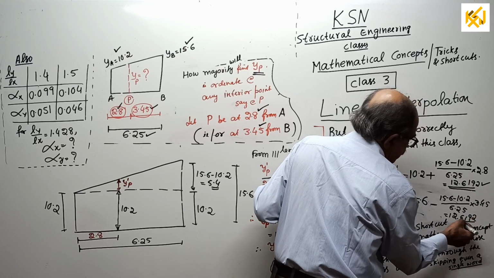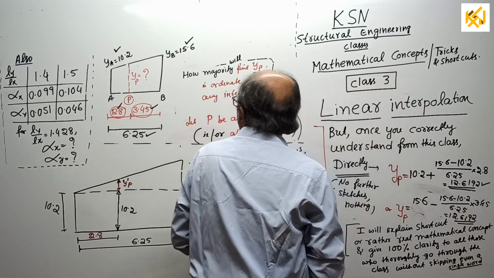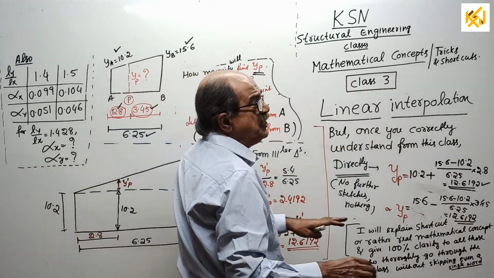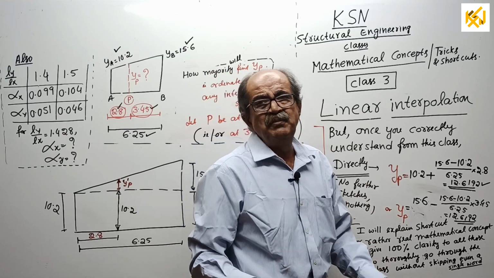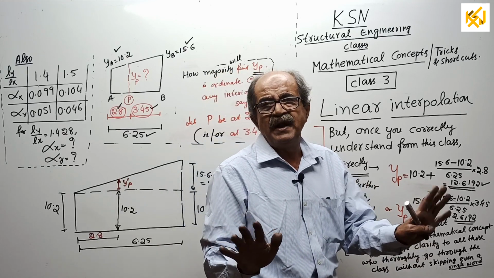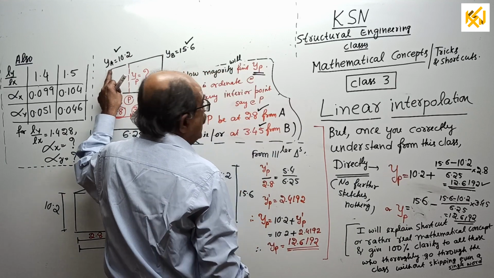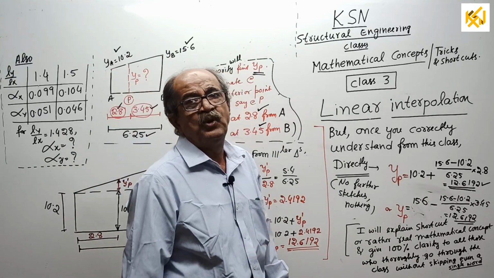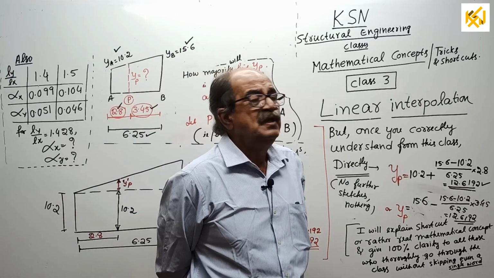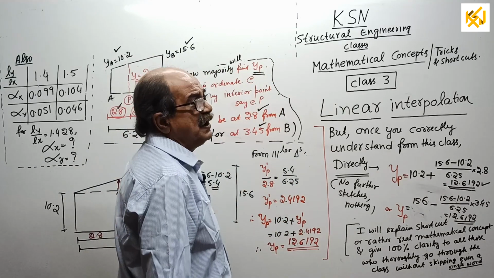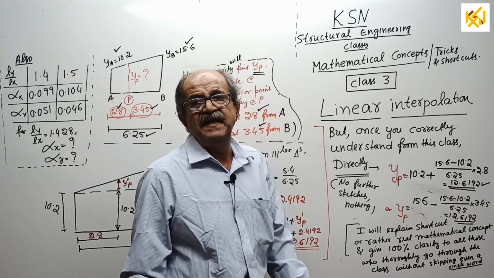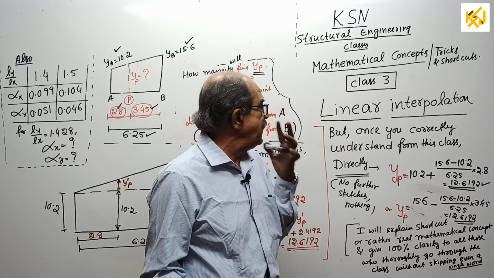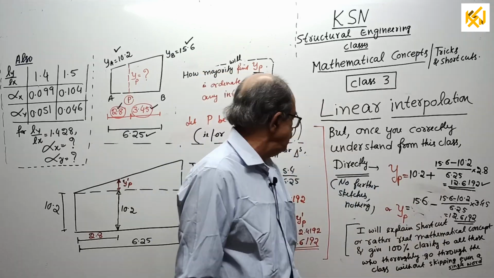12.6192. See, now, what is the unit of this one? You don't bother. There will be some units. Here unit is not required. It can be pressure value, it can be intensity of load, it can be bending moment value, the distances can be in meter, millimeter, centimeter, anything. Unit is not required today. That's how you have to calculate.